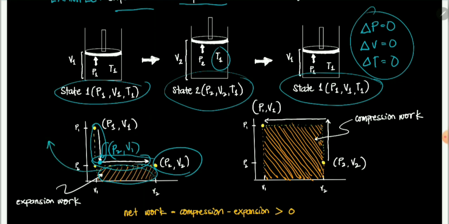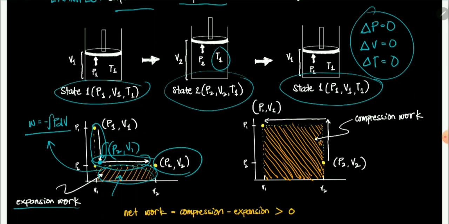Okay? So pwede nating i-translate into equation yung work. Actually, work is equal to negative integral of P dV. Okay? So integral siya nung ating P dV. So ibig sabihin area siya under this graph. So this is your work. Specifically, this is expansion work.